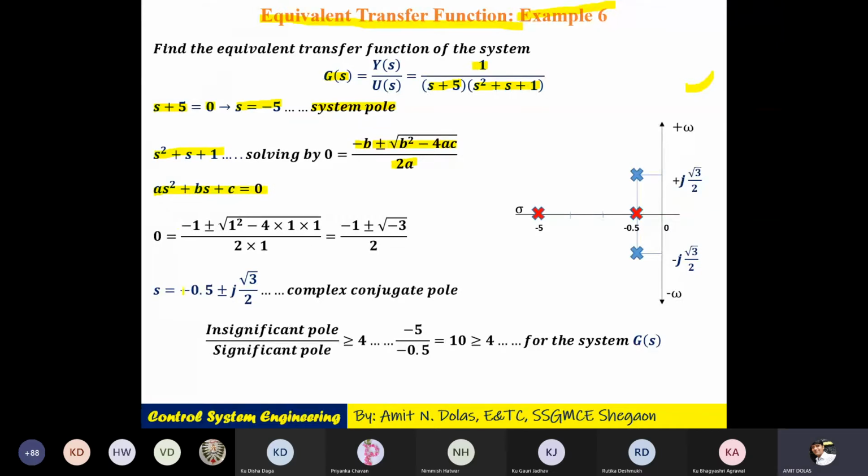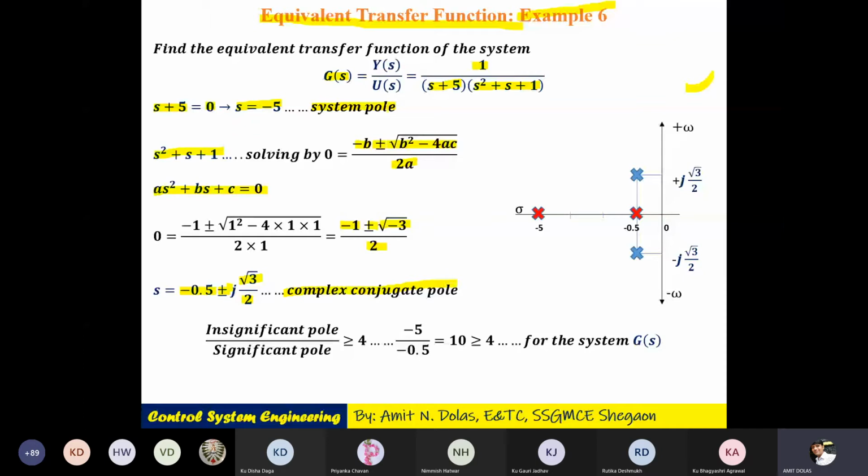Putting this, I get minus 1 plus minus under root minus 3 divided by 2. So taking the minus sign outside, it will be minus 0.5 plus minus j root 3 by 2. It is a complex conjugate.